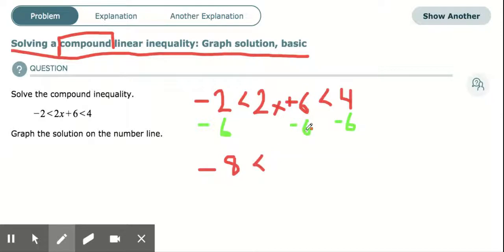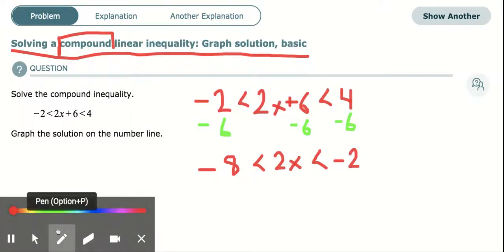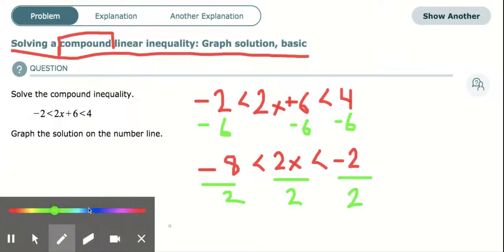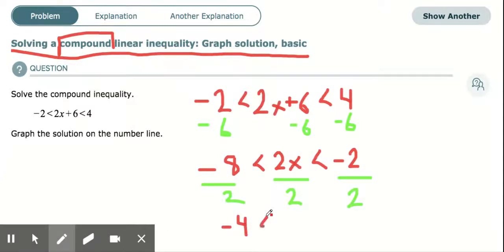The -6 and positive 6 would eliminate. That's a 0 pair. And then 4 take away 6 would be -2. Now, in order to get x by itself, the last step is to divide by 2, since this is x times 2. Whatever you do to one side, you do to the other side, or in this case, both sides. So here you're going to end up with -4 is less than x, and x is less than -1.